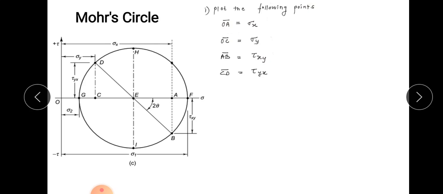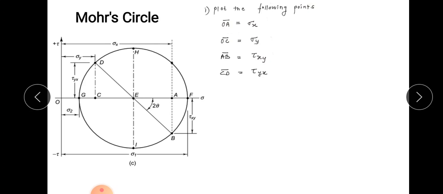So sigma x and sigma y are the normal stresses, as well as sigma 1 and sigma 2. Sigma 1 is nothing but the maximum principal stress, and sigma 2 is nothing but the minimum principal stress. So sigma x, sigma y, sigma 1, sigma 2 are plotted on this x-axis, right? Now the tensile stress is considered as positive and the compressive stress is considered as negative. So this is a sign convention. Since tensile stress is positive, it is plotted to the right of the origin, and the compressive stress, which is negative, is plotted to the left of the origin. So that is all about the x-axis.